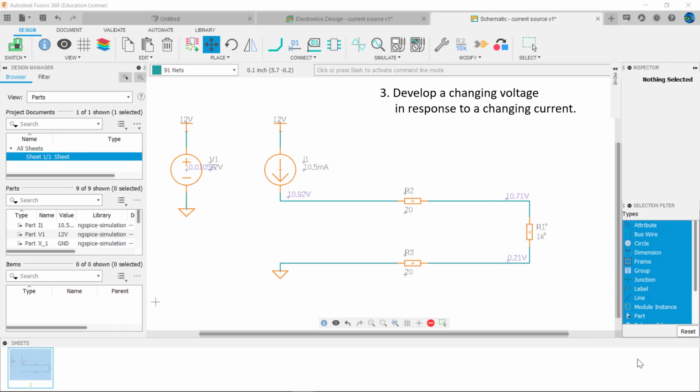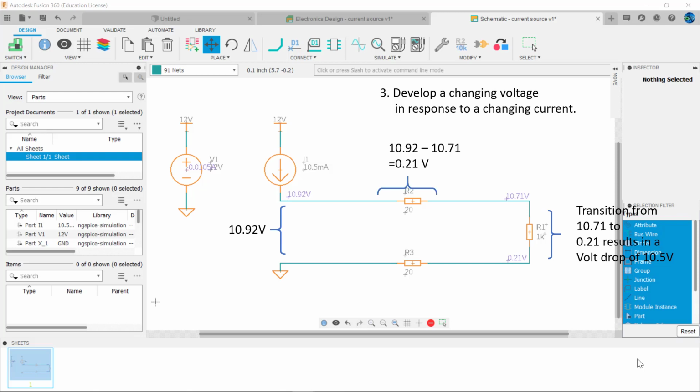The advantage of a constant current output is that the effects of resistance of long lengths of connecting wire are removed. Notice the voltage across R1 is still 10.5 volts. The output of the current source rose to 10.921 volts in order to keep the current constant at 10.5 milliamps, with 0.21 volts dropped across each wire.